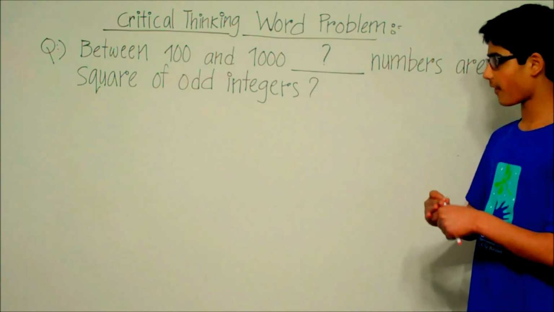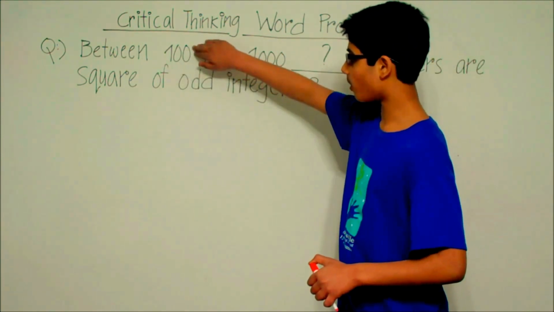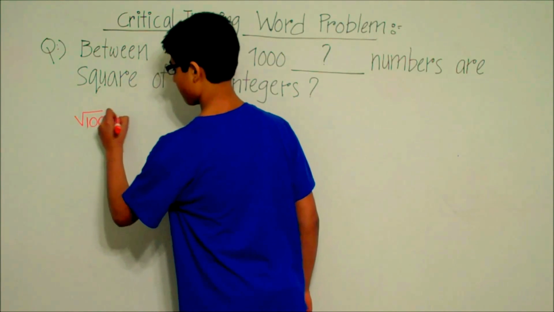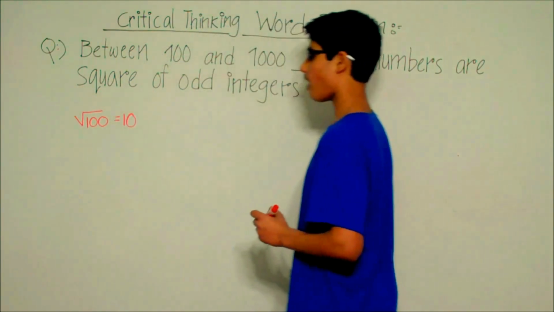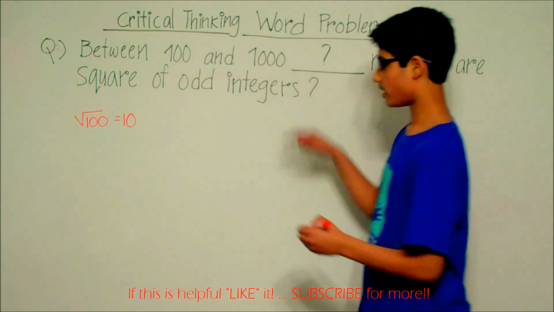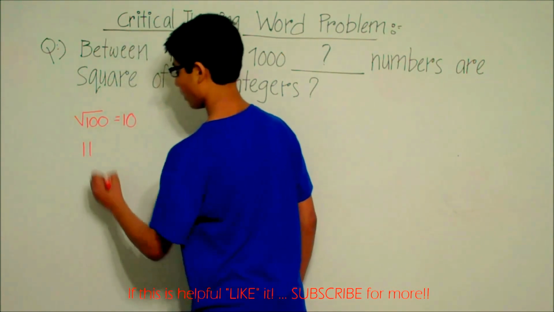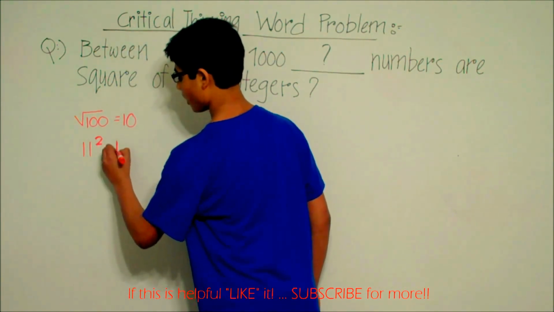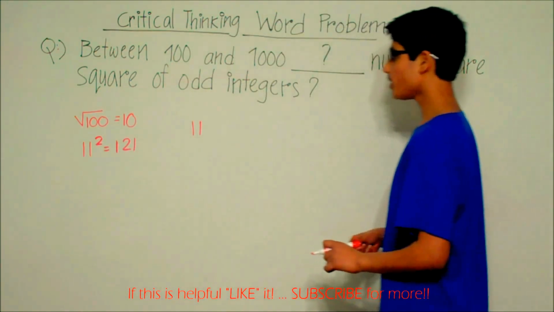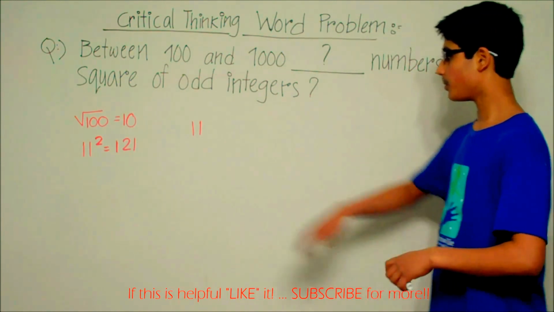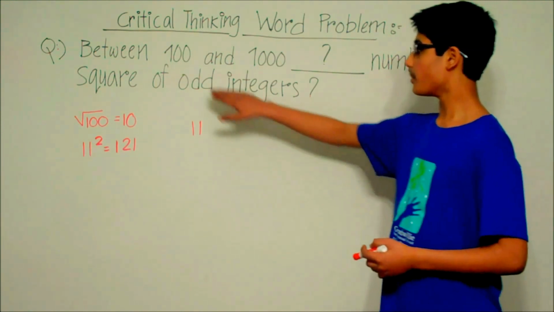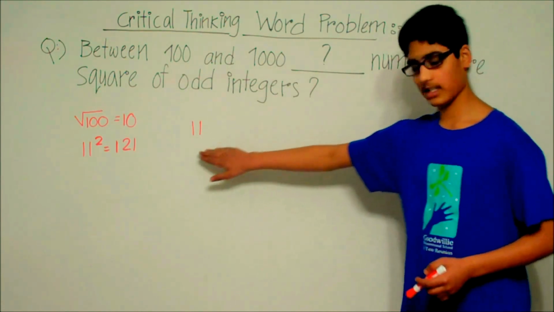So let's first find out what the square root of 100 is. The square root of 100 is 10. So the nearest odd integer to 10 whose square is between 100 and 1000 is 11. 11 squared is equal to 121. So the lowest odd integer with a square between 100 and 1000 is 11.